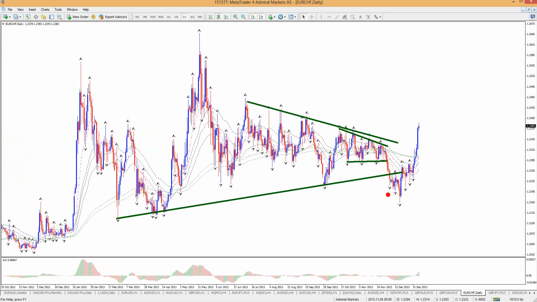This is the Euro Swissy. As you can see, Euro Swissy broke to the downside, but then closed and reversed. And I don't know, maybe the Swiss bank having some influence. Who knows? Could be.